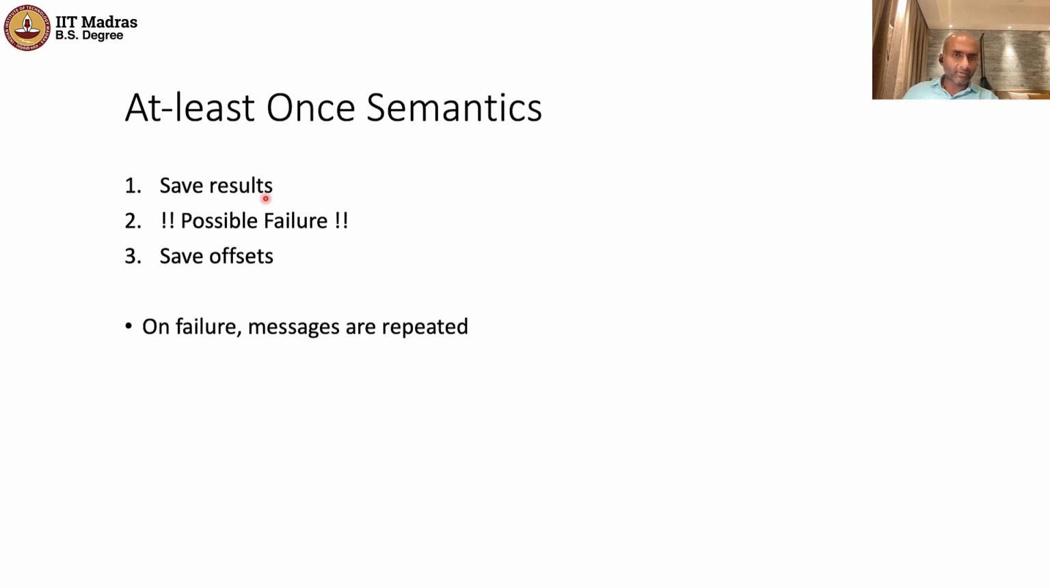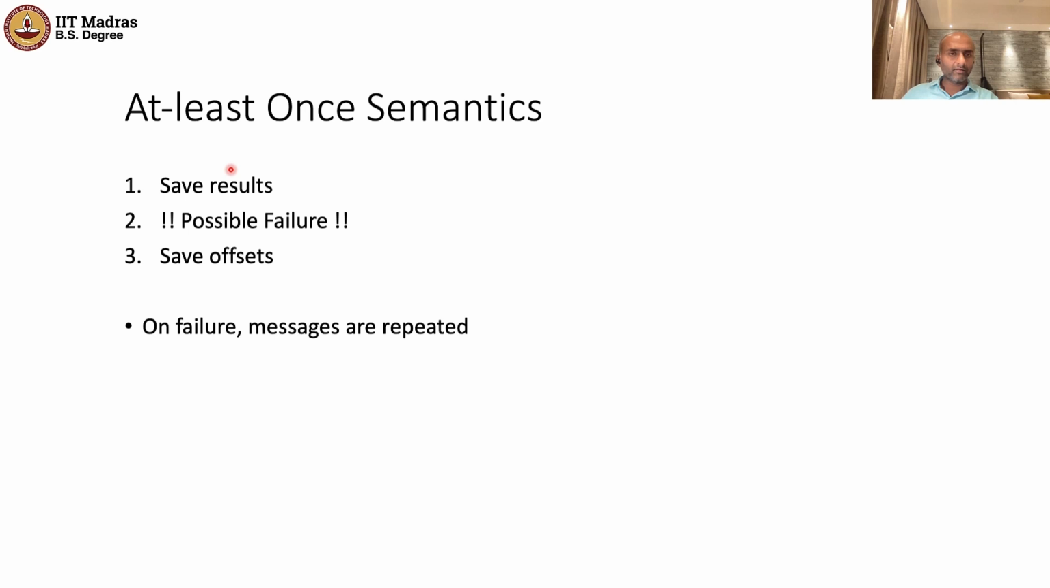In the at least one semantics, what happens is I save the results of my operation first. So let's wind back again. The processing reads offset 10, right? The message at offset 10 is processed. The result is computed, and when the result is computed, the result is saved. And then the offset is saved to 11, right? So what I've done in this scenario is that I've reversed the order in which the consumer is written. It first saves the outcome, which is the results, and then it saves the offsets.